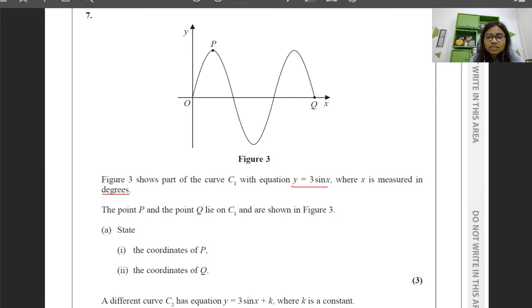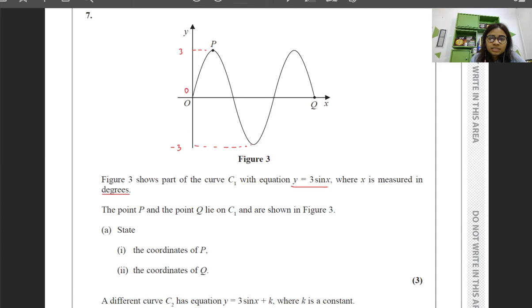If you can see this, we usually know the diagram of sine x, and there's a constant 3 in front of sine x, which means that the normal graph y equals sine x is stretched 3 units vertically. So the maximum is now 3 and the minimum is now minus 3. And there has been no change in x.